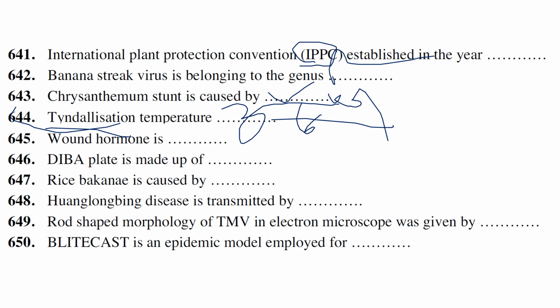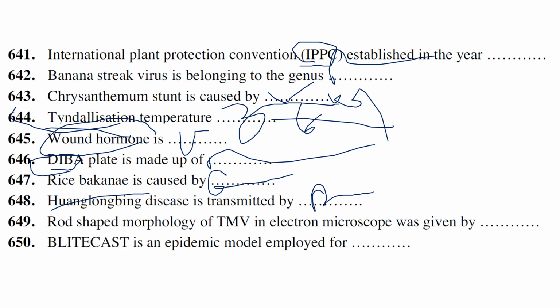Okay. Which hormone is known as wound hormone? Traumatin is considered the wound hormone. Okay. DIBA, dot immunobinding assay, I think so. The plate is made up of nitrocellulose membrane. Okay. Rice bakanae disease is caused by Gibberella fujikuroi, right? Huanglongbing disease is transmitted by psyllids. So psyllids we can also call citrus psylla, some kind of disease vector.